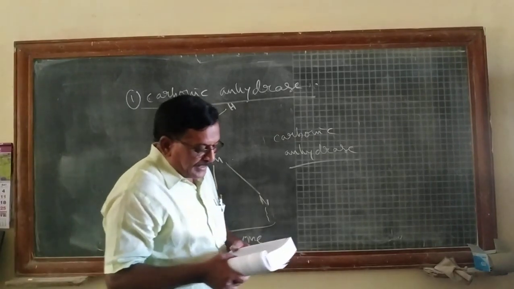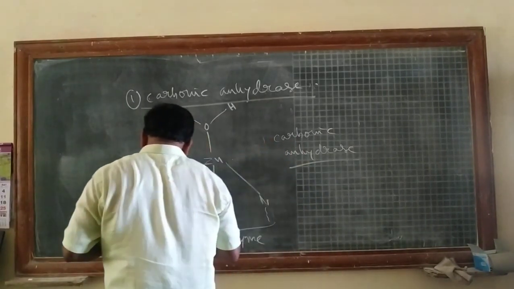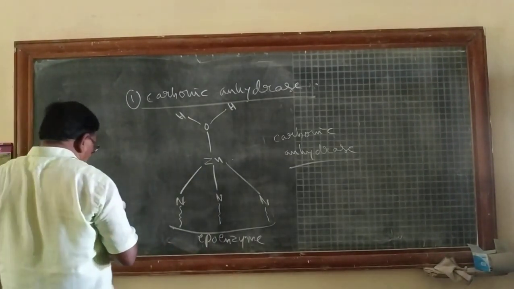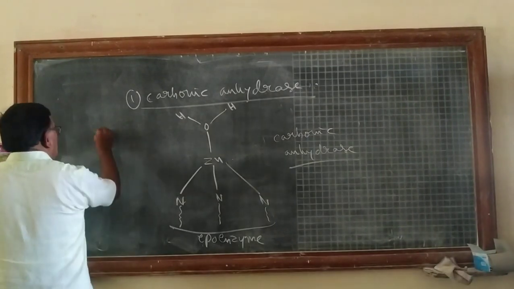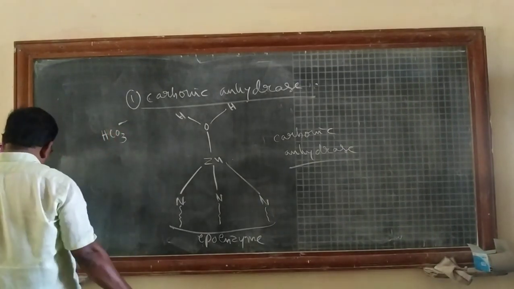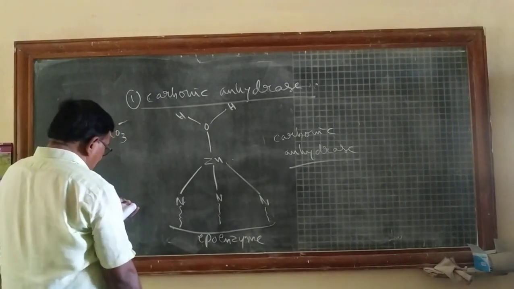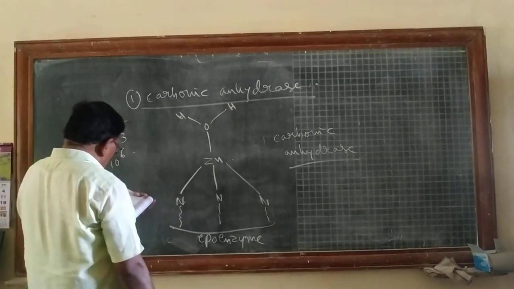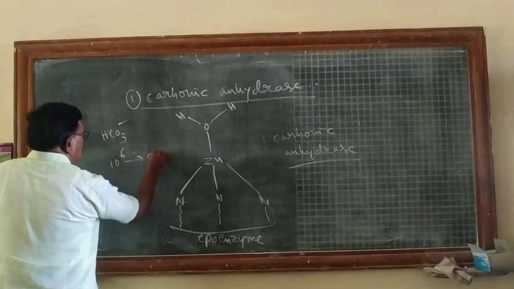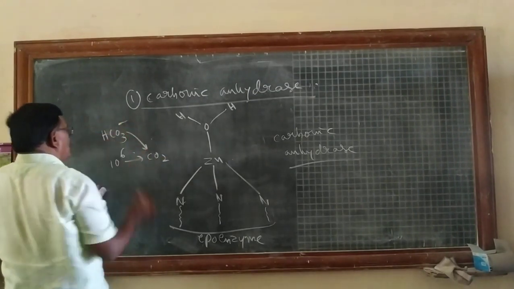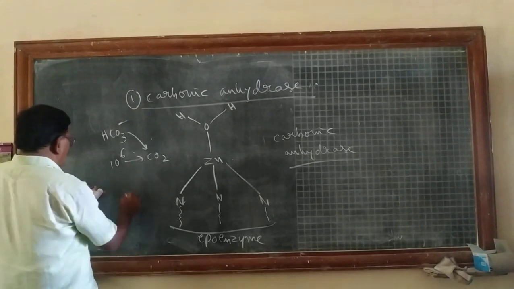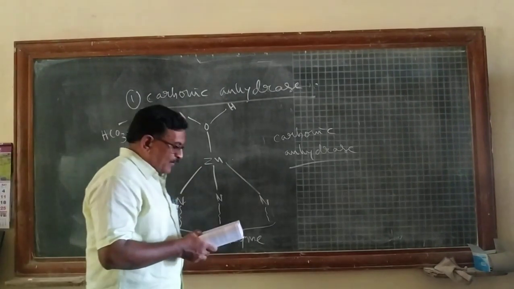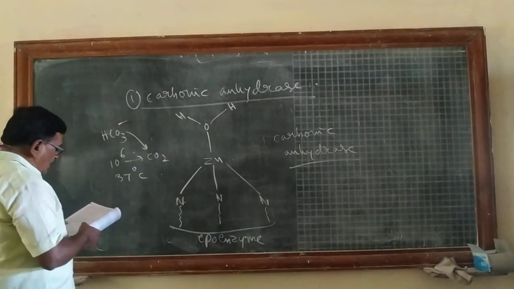Here the carbonic anhydrase is a zinc enzyme that catalyzes the hydration of carbon dioxide and the dehydration of carbonic acid. The enzyme can hydrate 10 to the power of 6 molecules of carbon dioxide. So carbonic acid will be converted to carbon dioxide at 37 degrees centigrade per second.